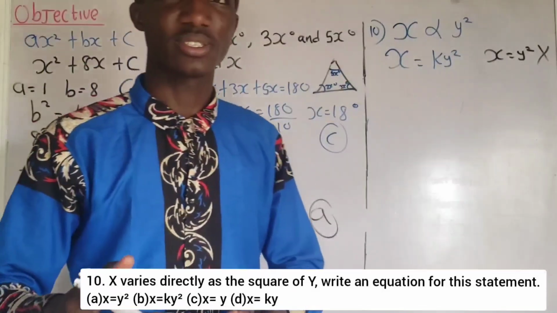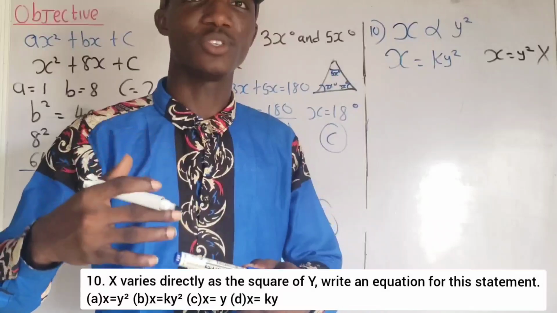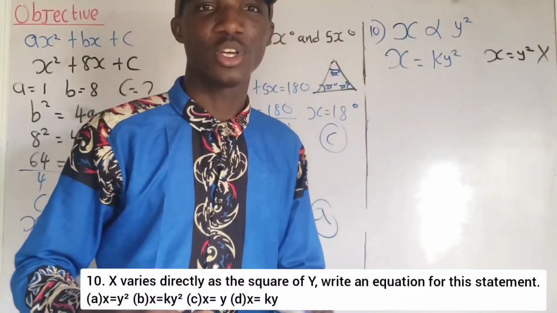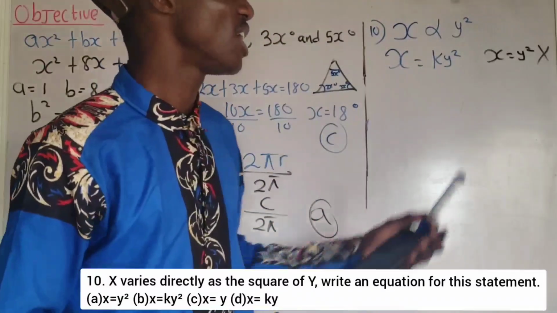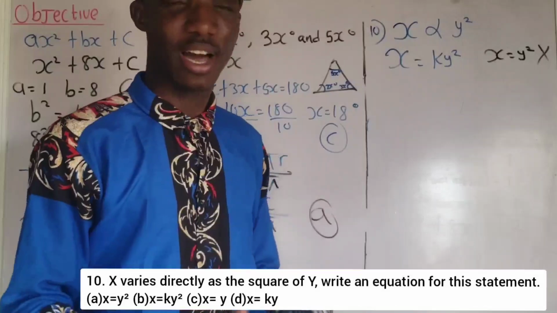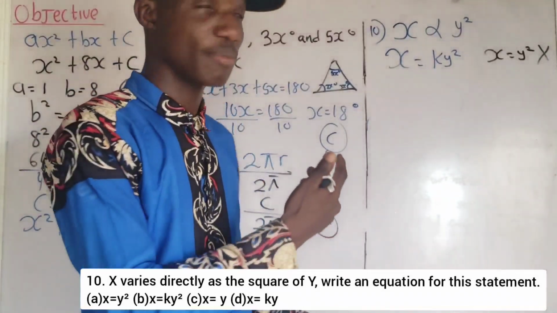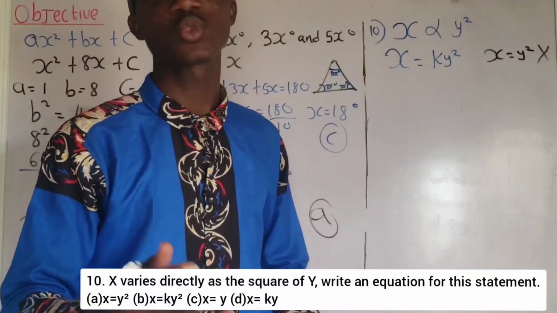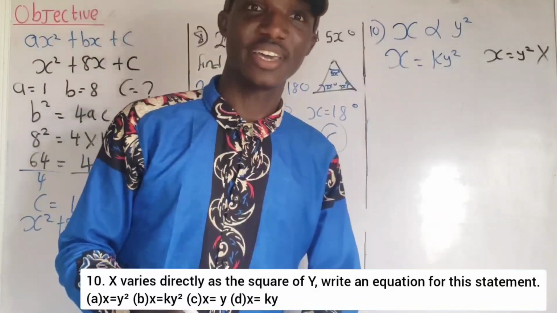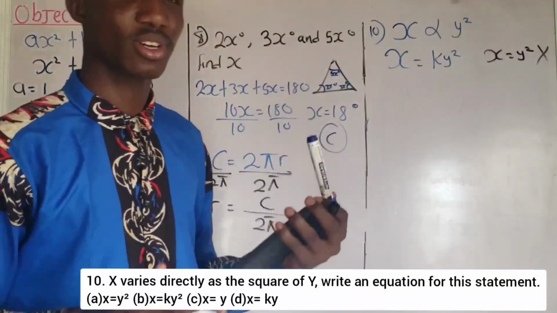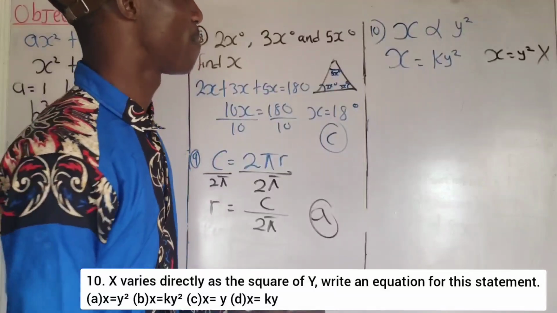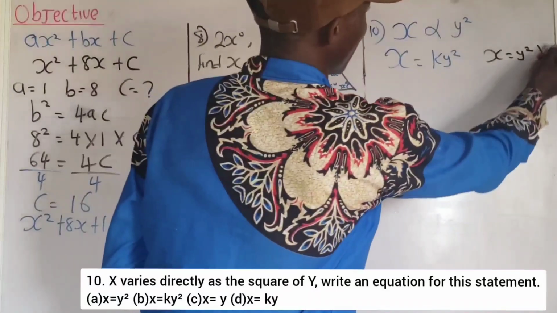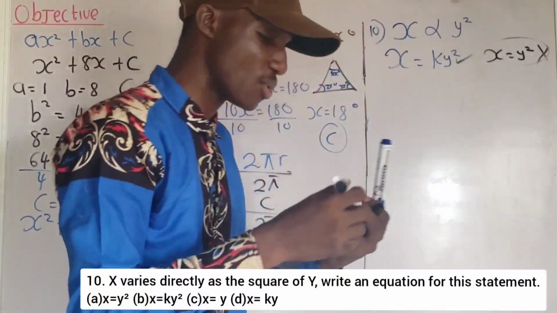So if you missed those classes, make sure you check the channel and watch them, to get more knowledge on this particular concept, because I've seen it in many past questions for the exam you are writing. And if you are in grade 9, it is important that you know this kind of question. So this is not the right answer. The right answer is x is equals to ky squared.